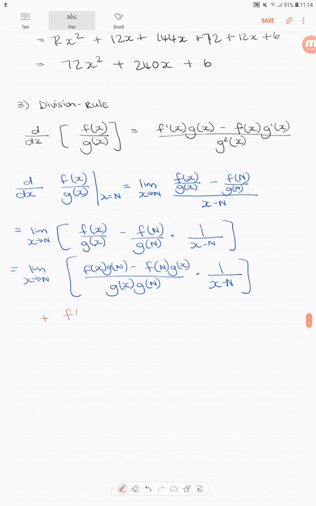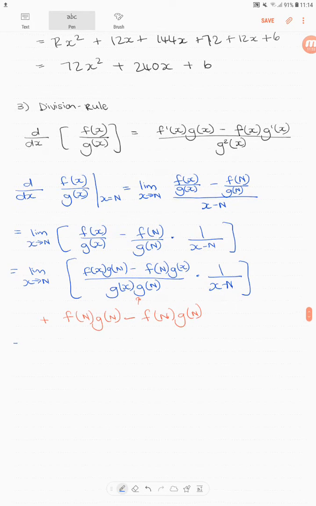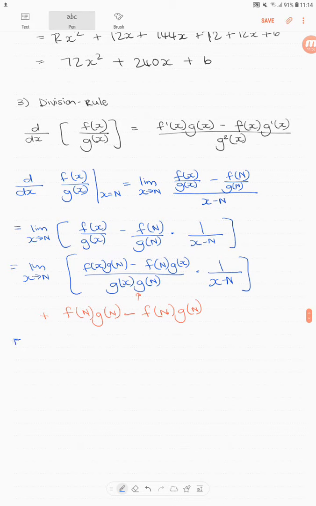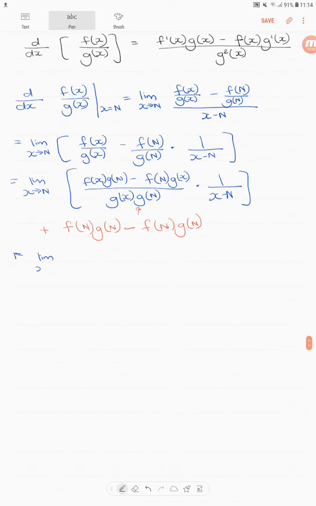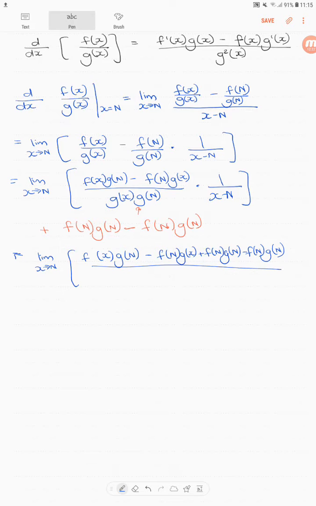So in this case, we add f n g n and we subtract f n g n to this first part. So what are we left with? This means we want the limit as x approaches n of f x g n minus f n g x plus f n g n minus f n g n, all of this over g x g n times 1 over x minus n.